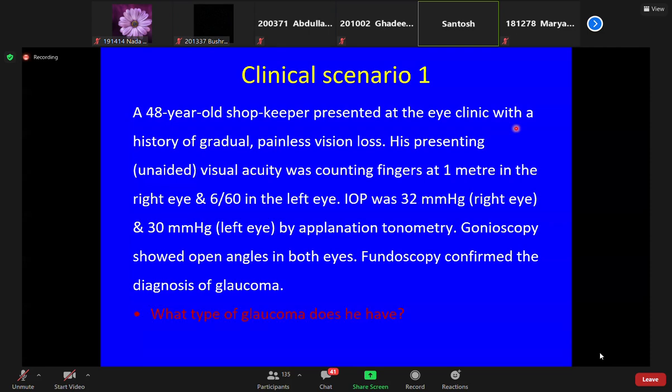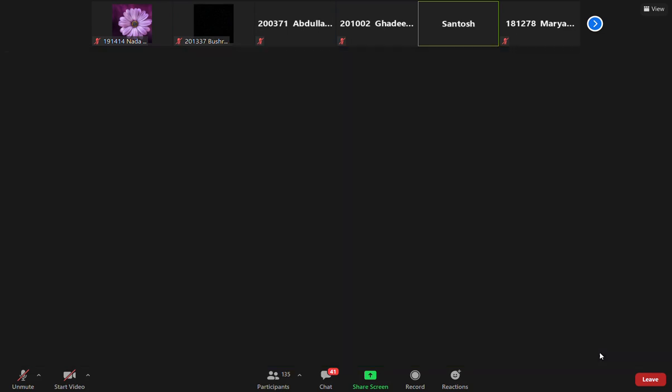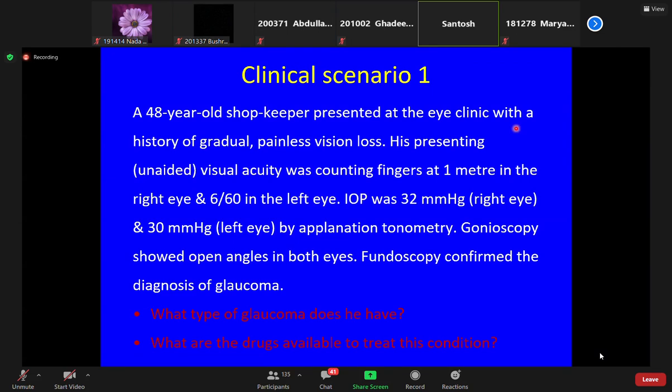So what type of glaucoma is it? Open angle. Good. Which drugs are available to treat this condition? Prostaglandins. Yes, very good. Prostaglandins, beta blockers, alpha-2 agonists. So first thing we start with prostaglandins. Very good. And there are surgical options. I won't go into those because I think ophthalmologists will cover that.